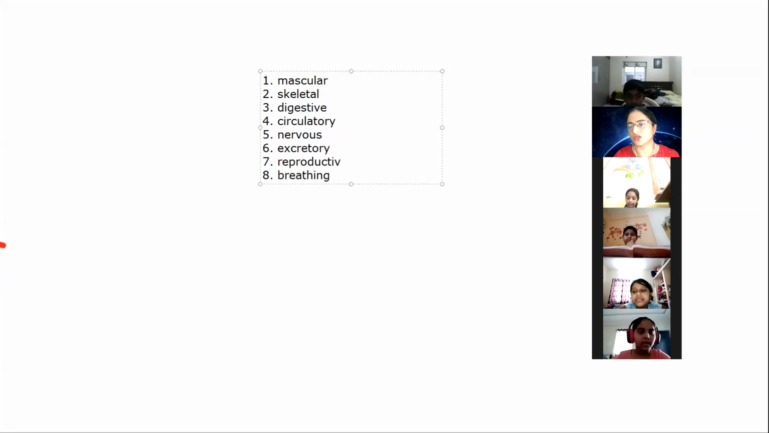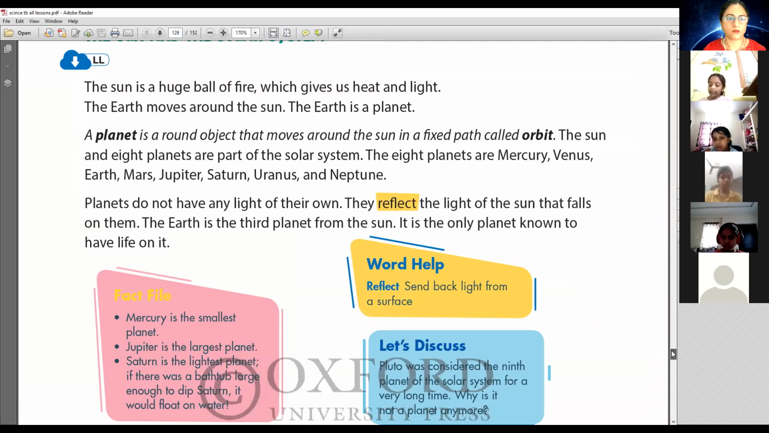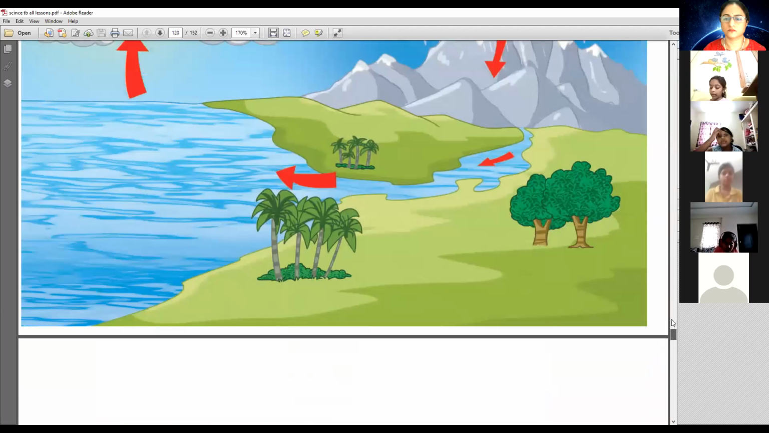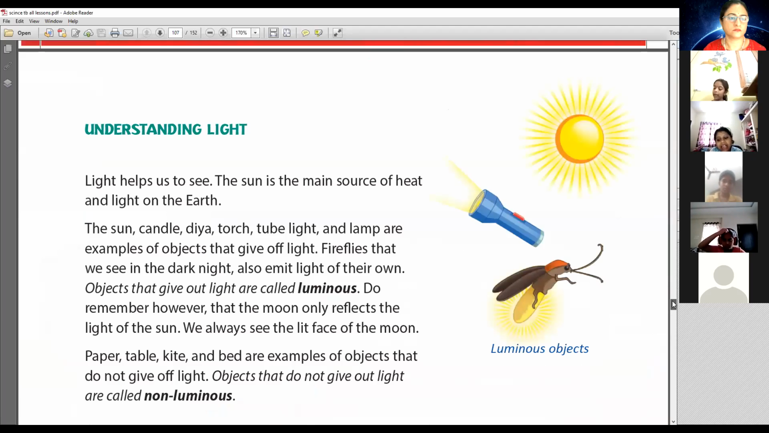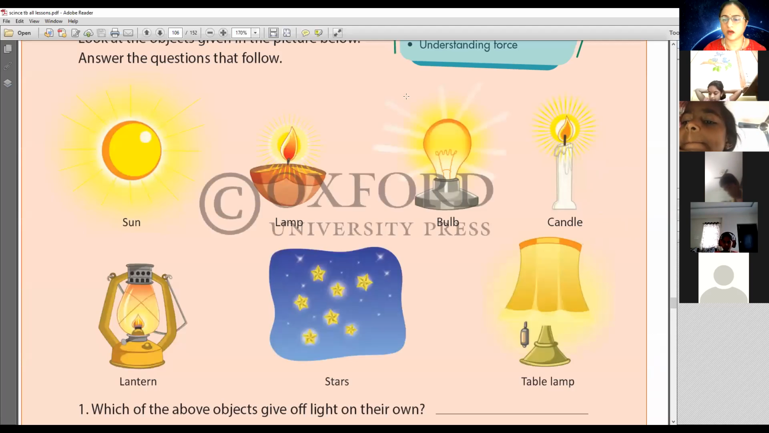So those who didn't understand till now, we will be reading the lesson and learning in detail. Okay, so all of you open page number 88. Cells are the small parts of our body. A tissue is made up of many similar cells. An organ is made up of different tissues. A group of organs form an organ system.